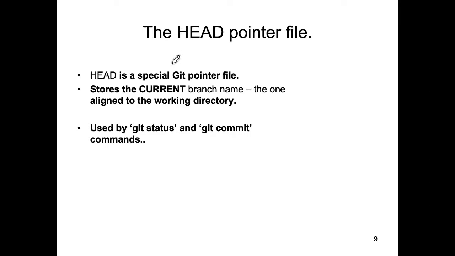So this head file is pivotal to the whole working with branches inside Git. It's a special Git pointer file. It's always pointing at, as we call it, the current branch. The current branch is the one that you're committing to. The current branch is also the one that is aligned with your working directory.